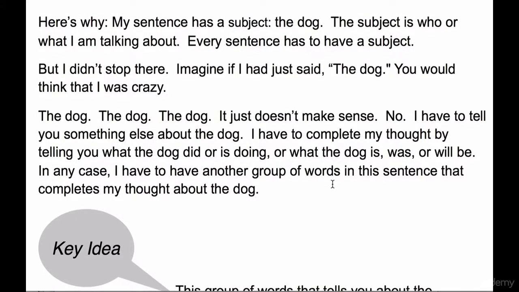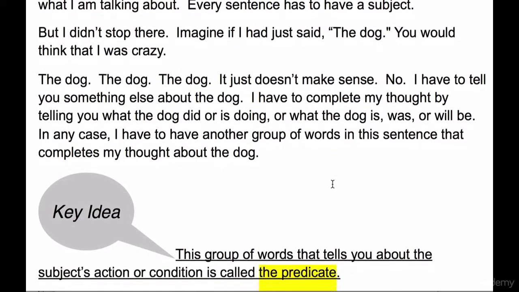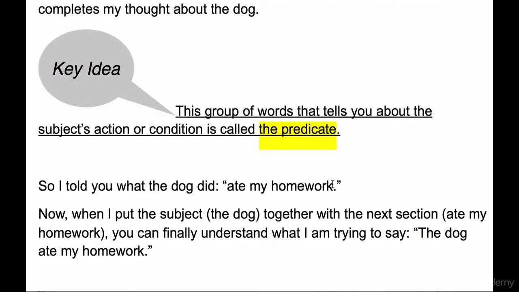I have to complete my thought by telling you what the dog did or is doing, or what the dog is, was, or will be. In any case, I have to have another group of words in this sentence that completes my thought about the dog. So here's my key idea. This group of words that tells you about the subject's action or condition is called the predicate. What's it called? It's called the predicate.